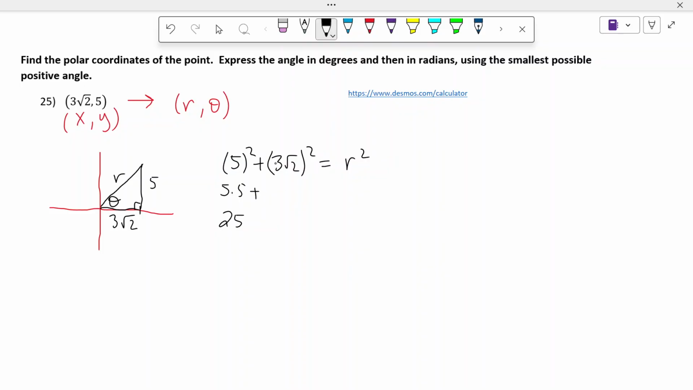But then this one, 3 square root of 2 squared, really that just means 3 square root of 2 times another 3 square root of 2. And of course, that actually just means it's 3 times 3, which is 9. But I have a root 2 times a root 2, which makes a normal 2. So I still got to do 9 times 2. So I got my 25 here. 9 times 2 is 18. And that all is going to equal my r squared. And so 25 plus 18, that's 43. And that's my radius squared.